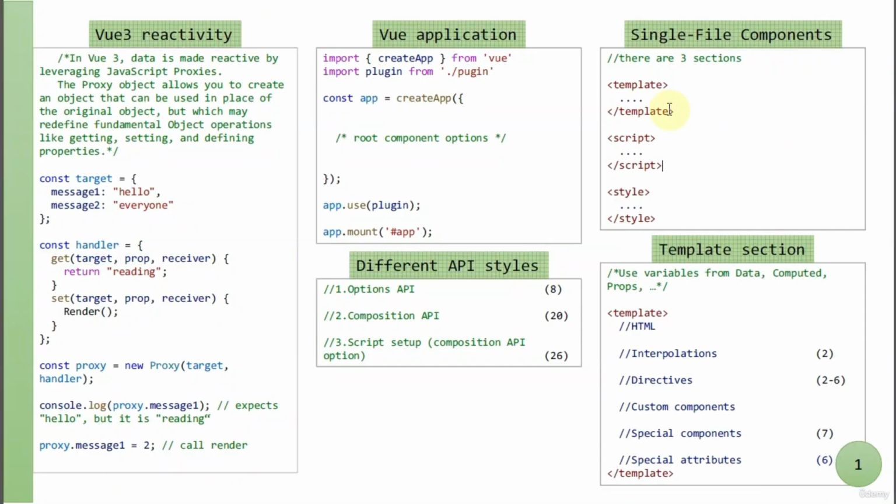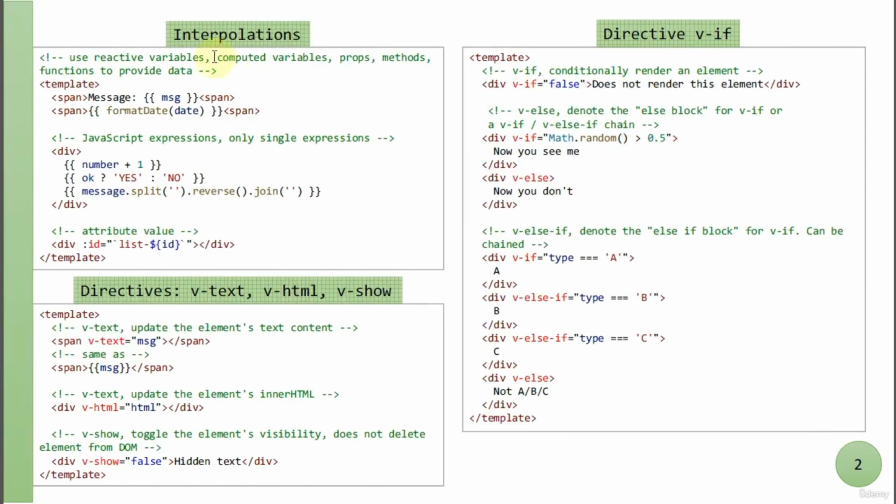In conclusion, in the template section we can use interpolations. This instance allows us to provide some data from the script section. You can see examples here.